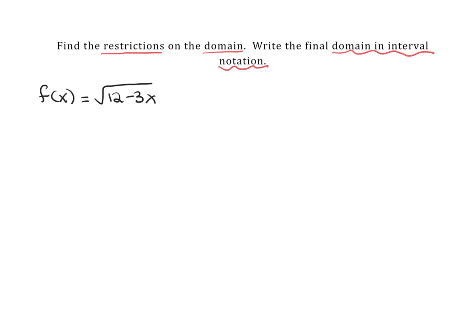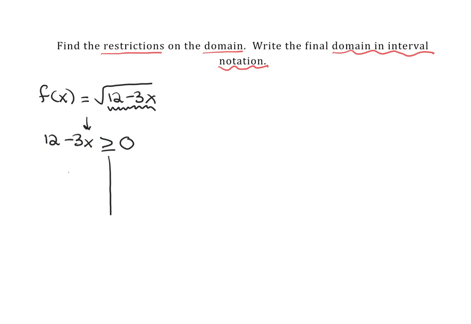I have a square root function. I want you to think about the square root of numbers. So can you take the square root of 0? Sure. We can take the square root of any positive number, but we're not going to take the square root of any negative numbers. So what that means is everything underneath that square root, the 12 minus 3x, has to be greater than or equal to 0. And now the idea is let's solve for x to figure out what are the possible x values that you can have and that you can't have.